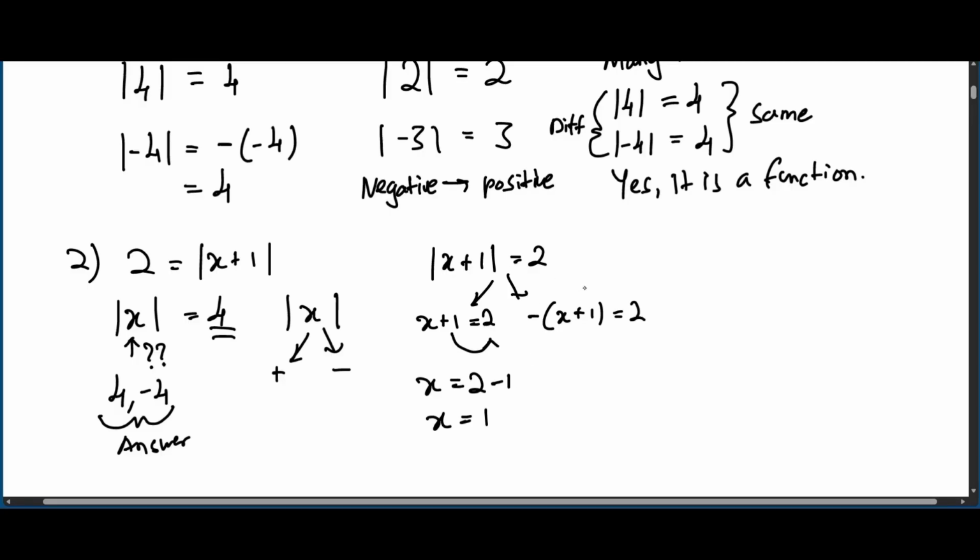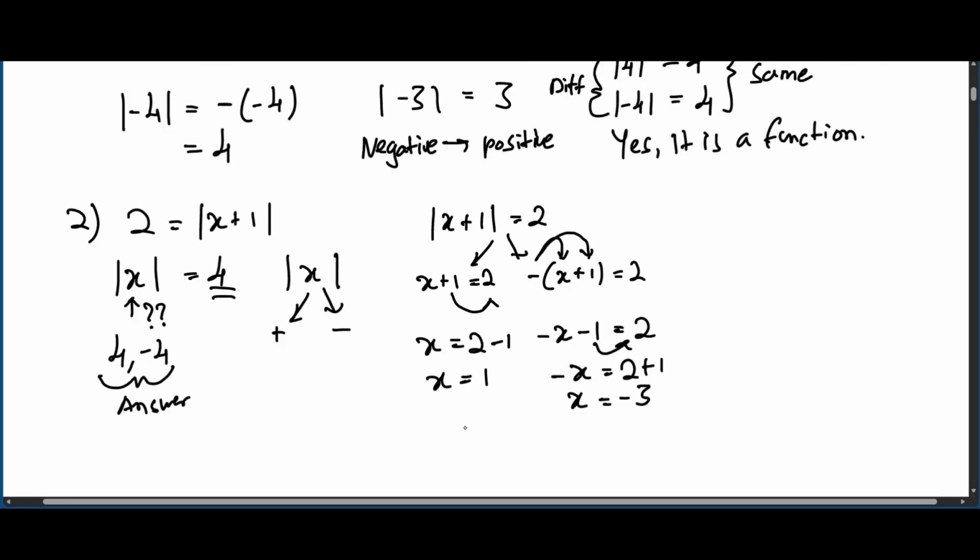What about the negative side, right? Remember the negative is for the whole thing. Remember to distribute it into the function itself. So distributing it, or multiplying it by negative times x, I'll get negative x. Negative times positive 1, I'll get negative 1 equals to 2. So isolating x, moving negative 1 over, I'll get positive 1, 2 plus 1, and therefore I'll get x as negative 3. And finally, your answer would be x is 1 and x would be negative 3 as well.